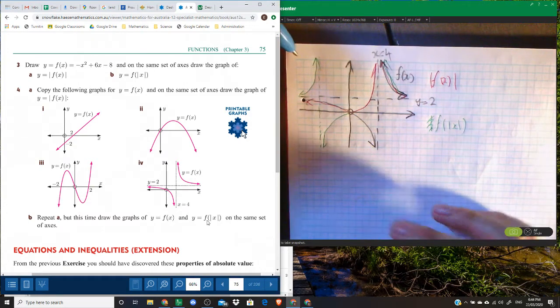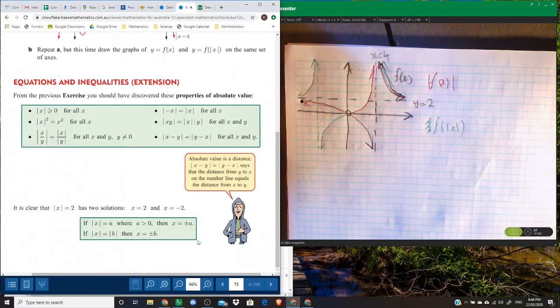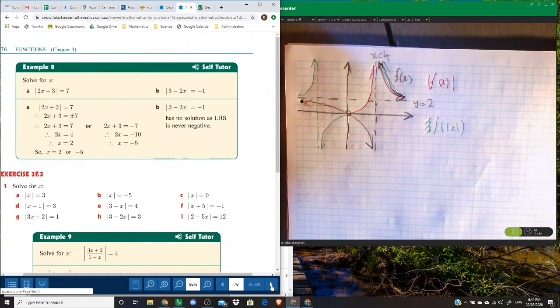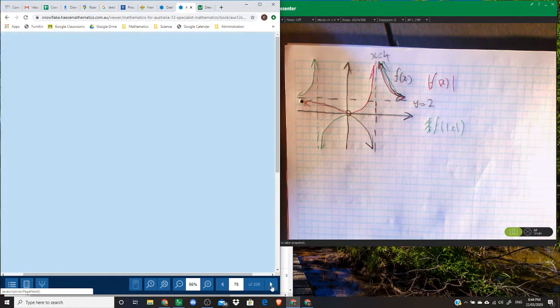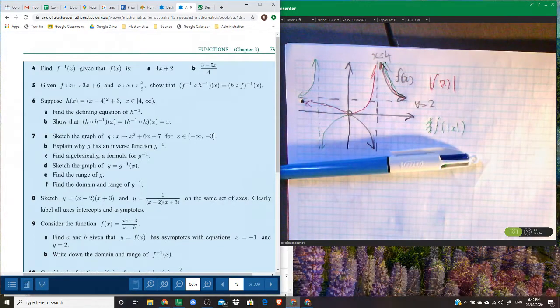There you go. You can try it for yourself. But that is the end of the chapter. We're not going to go through the extension stuff. Don't have to worry about all those positives and negatives floating around everywhere. So that's all we're going to cover as far as chapter 3. So you can start the review set yourself. That's all I'm going to cover though. So see you in the next video.